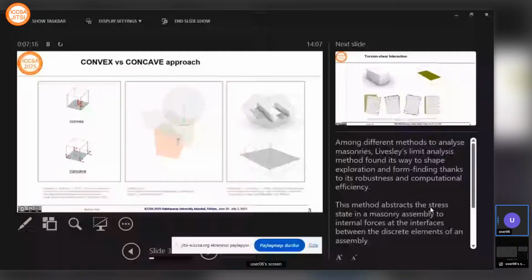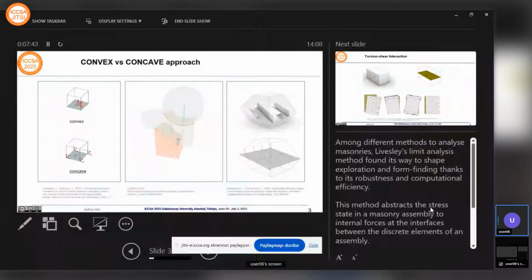Research Group, like the tool that they already have. Its name is Compass Crow, which tries to distribute several contact points, and then tries to find internal forces at that.